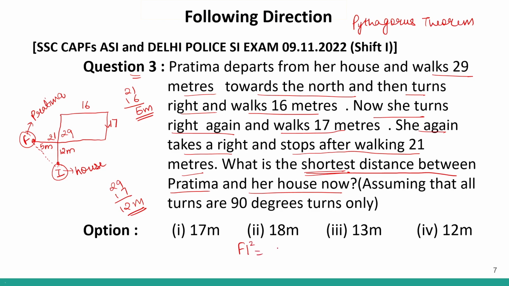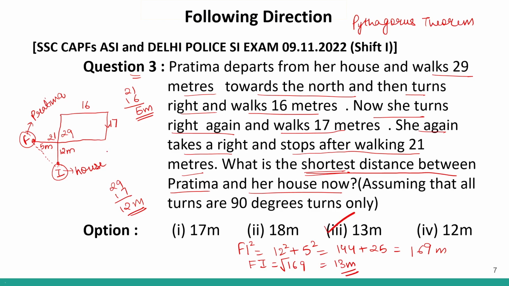Fi square will be equal to 12 square plus 5 square. If you remember squares, this is 144 and this is 25. So this will be equal to 169 meters. Fi square will be equal to 169 meters, so Fi will be equal to under root of 169 meters, and under root of 169 is how much? 13 meter. So our answer will be option number 3, 13 meter.